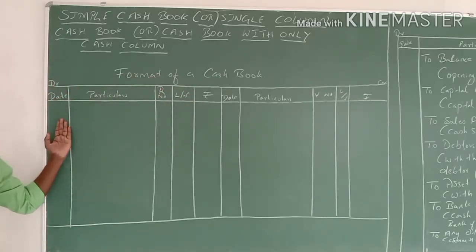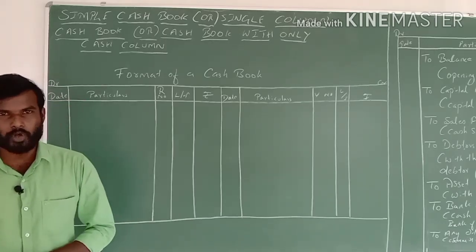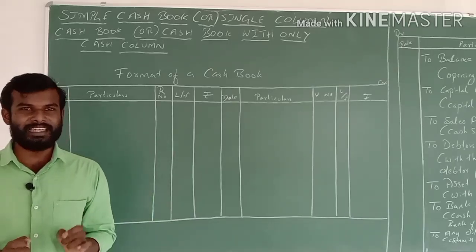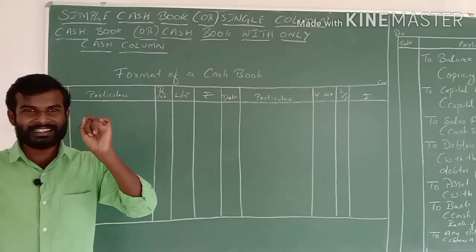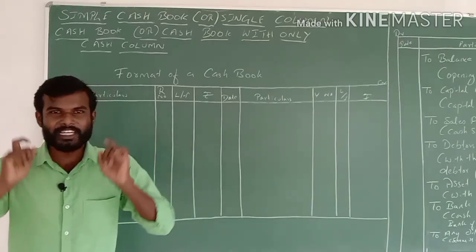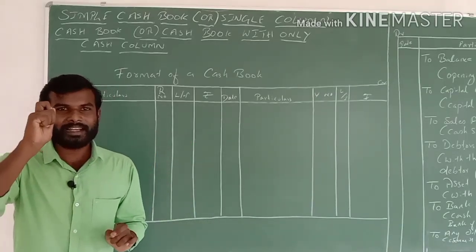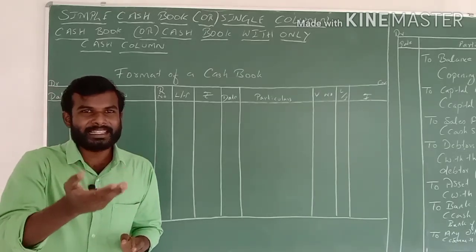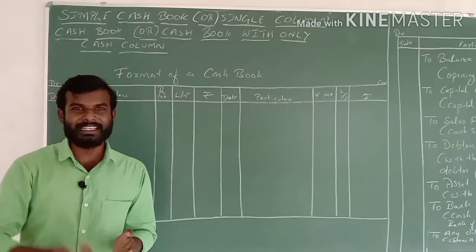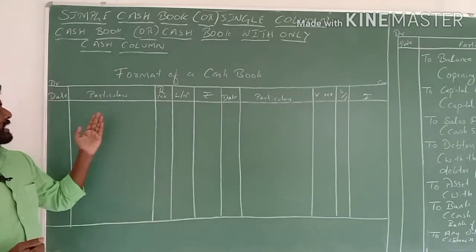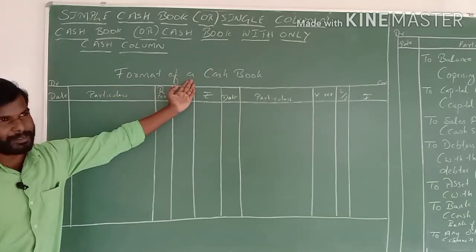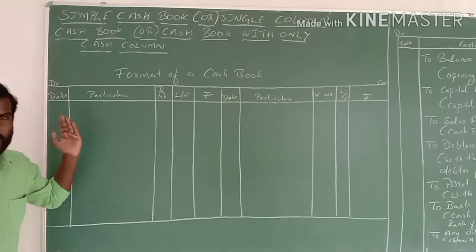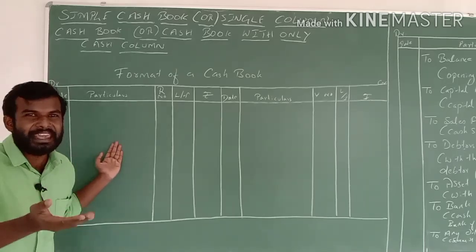Remember, in the cash book we have one concept: cash belongs to the category of an asset. You may notice this in the third chapter, the rules under modern accounting. For an asset, debit increases and credit decreases. So on the debit side of the cash book, whatever transactions we record will be increasing.